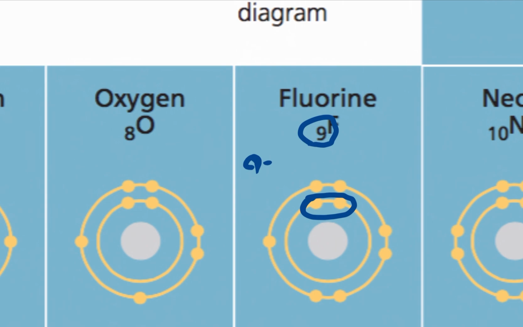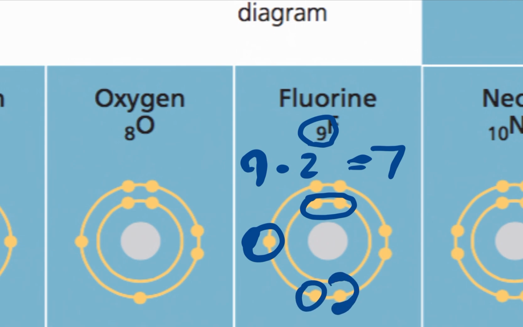So 9, okay, so 9 minus 2, right? 9 minus 2, we have 7 electrons left that we need to fill. And that second shell can only hold 8, right? But we're still in the clear because we only need 7. So we have 1, 2, 3, 4, 5, 6, 7.